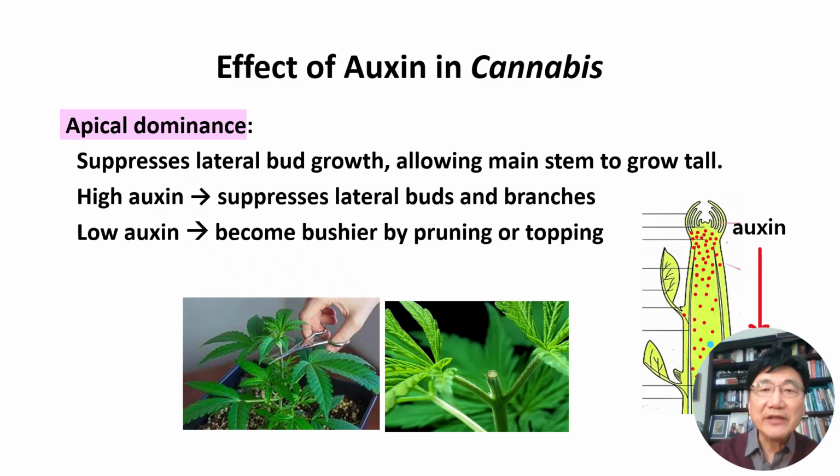The shoot tip contains high levels of auxin, and it suppresses the growth of lateral buds, allowing the main stem to grow tall. In other words, high auxin in the shoot tip suppresses the growth of lateral buds. However, after pruning or topping, the lateral buds actively grow and become bushier because low auxin concentration promotes the activation of lateral buds.